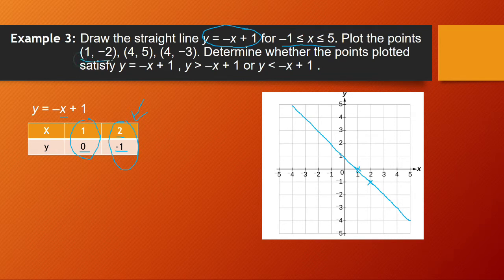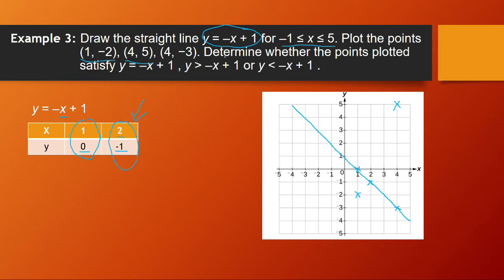First one is (1, negative 2). (1, negative 2) is right here. And then we have the second point, (4, 5). This is 4, this is 5. After that, we have (4, negative 3). This is 4, this is negative 3.